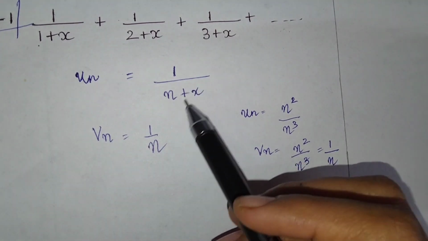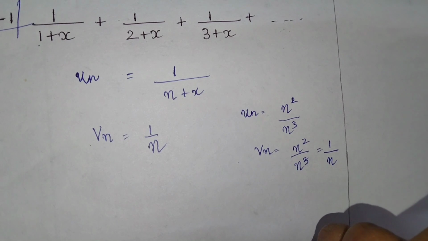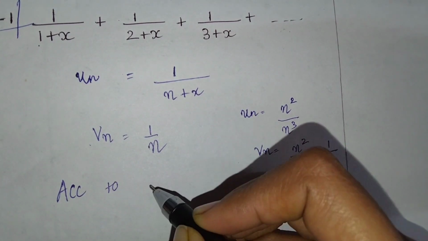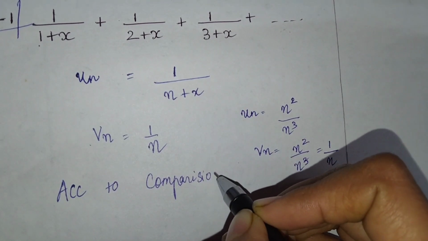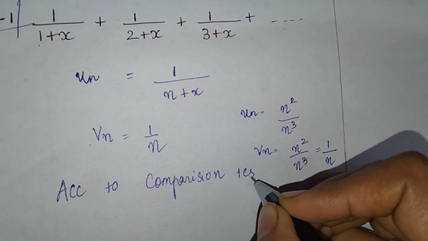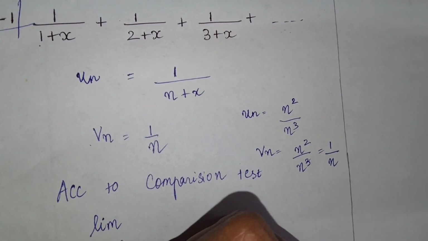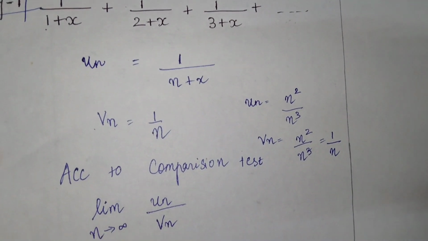Okay, you have to take the n terms of the Un. So here Vn will be 1 by n. Now, according to comparison test, we have to take the ratio of un and vn. According to comparison test, we have to take the ratio and put limit. So, limit n tends to infinity, un by vn.